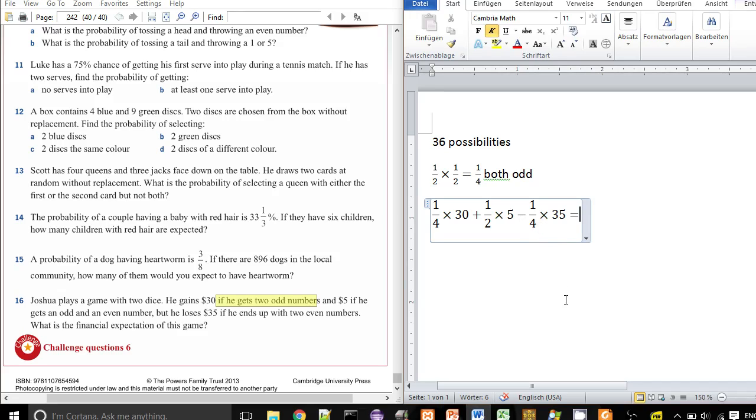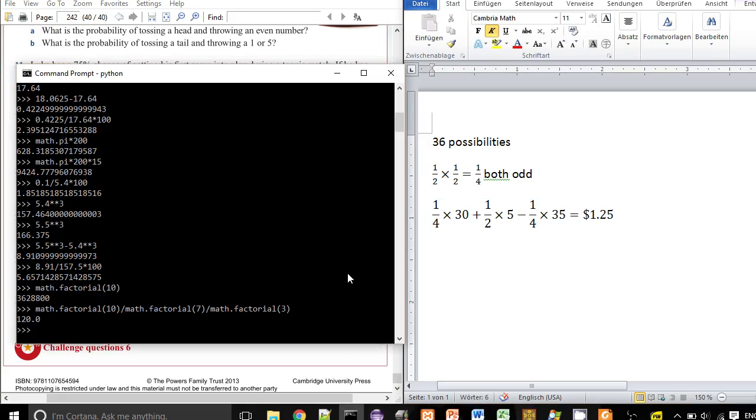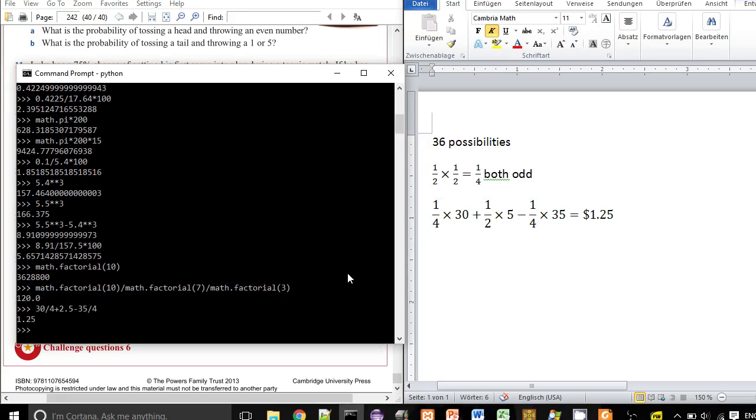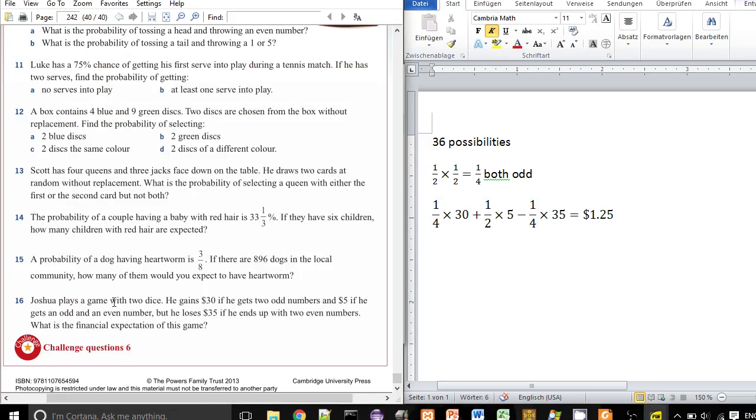Which I think is slightly positive actually. I think it's $1.25. Alright, let's just do it. I'll just check. I should be confident in myself. Okay, $1.25. So on average, he'll get $1.25. So he should really play the game again and again and again. He should spend millions of dollars on it because he'll make money on average.